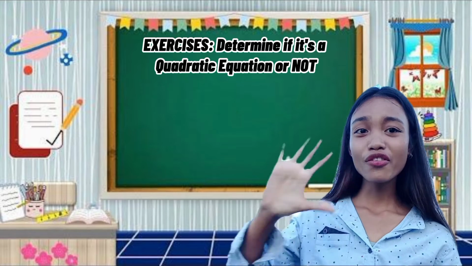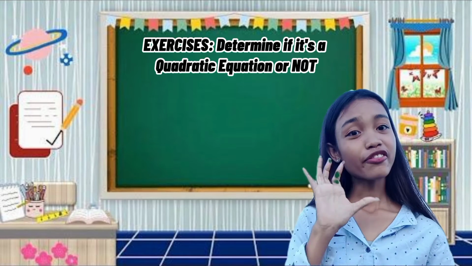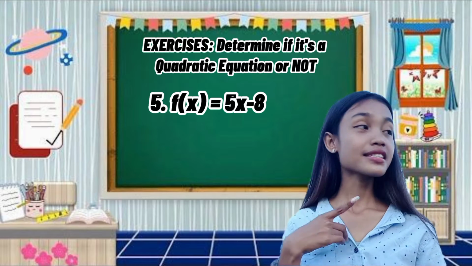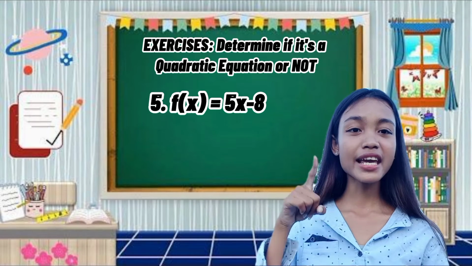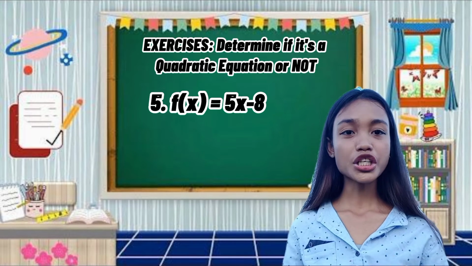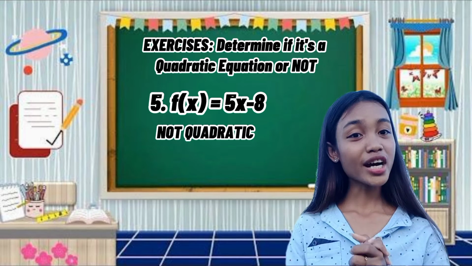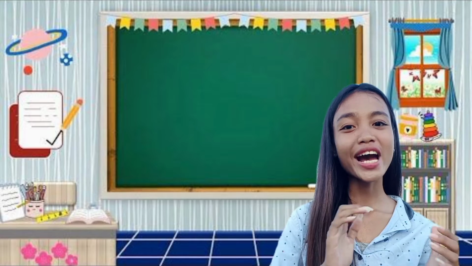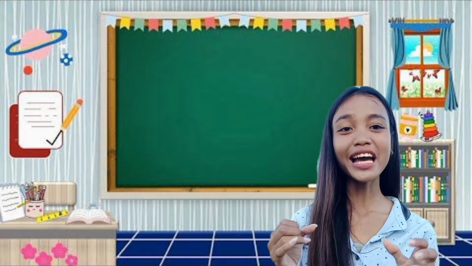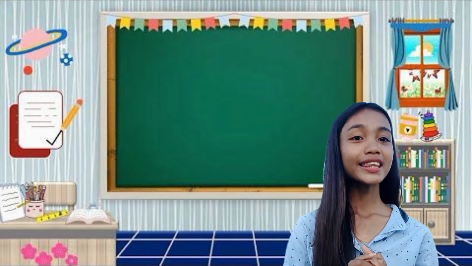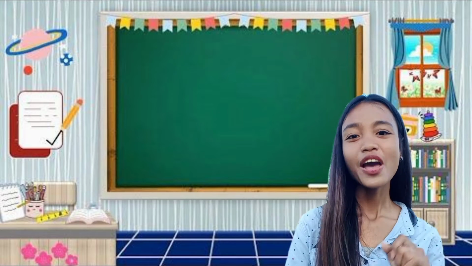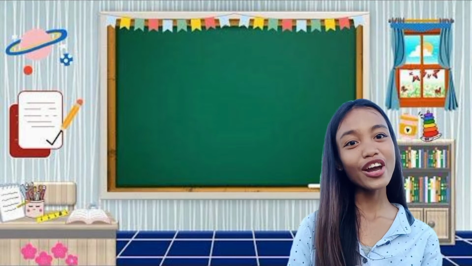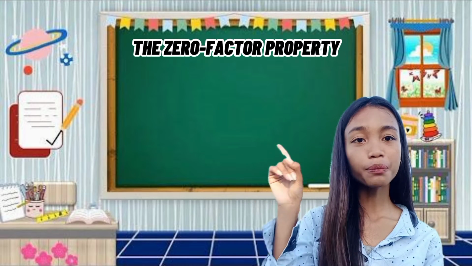So, let's move on to the last. Number 5: f of x equals 5x minus 8. 5x minus 8 isn't a quadratic equation. So, always remember that a quadratic equation is a second degree equation. Now that you have already learned what a quadratic equation is and can identify what is a quadratic equation or not, let's begin solving quadratic equations using the zero factor property.